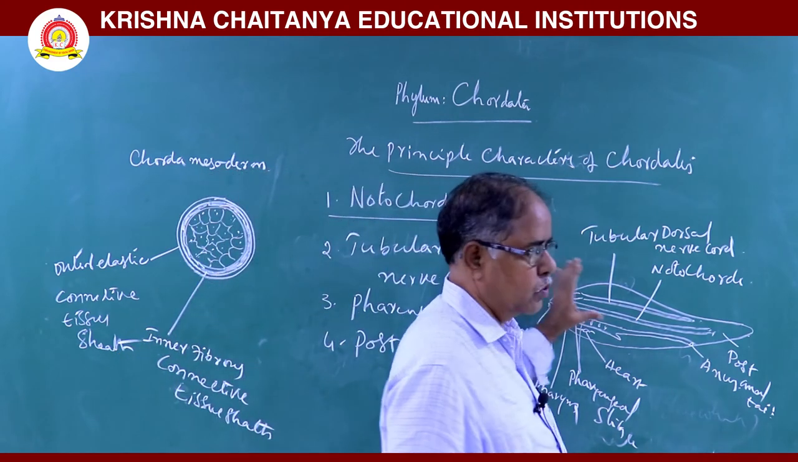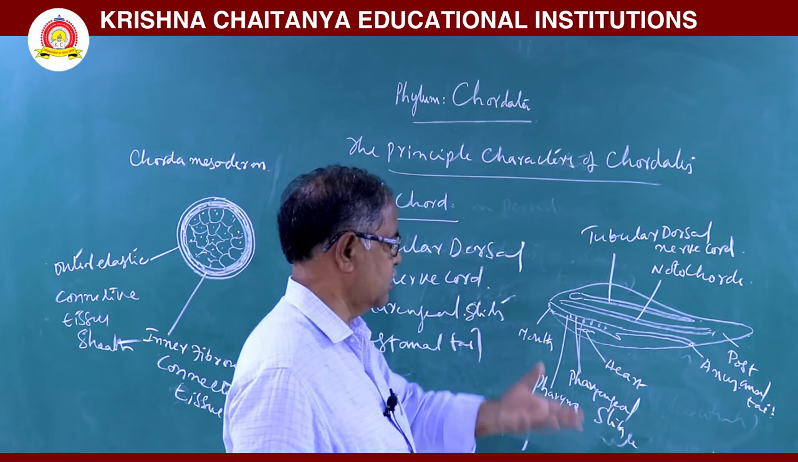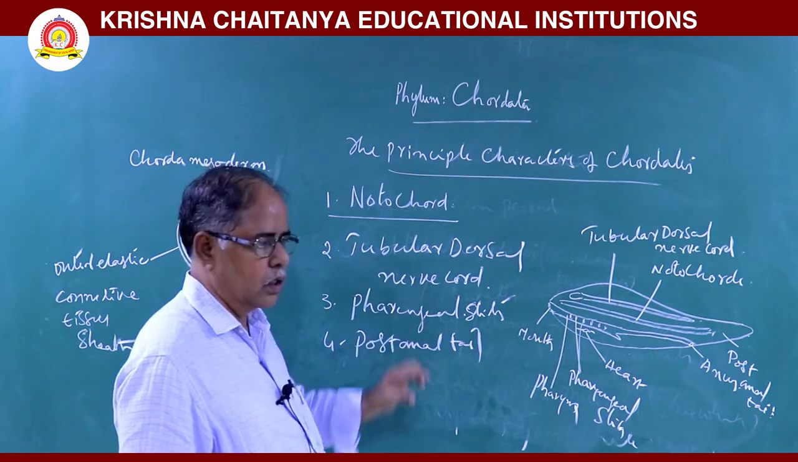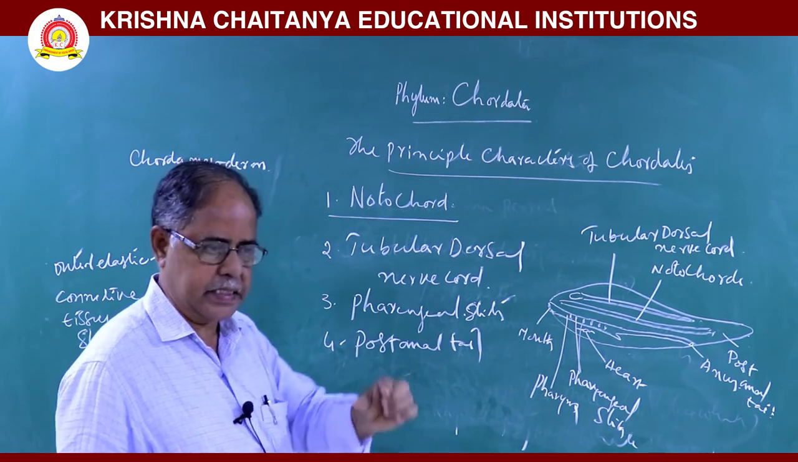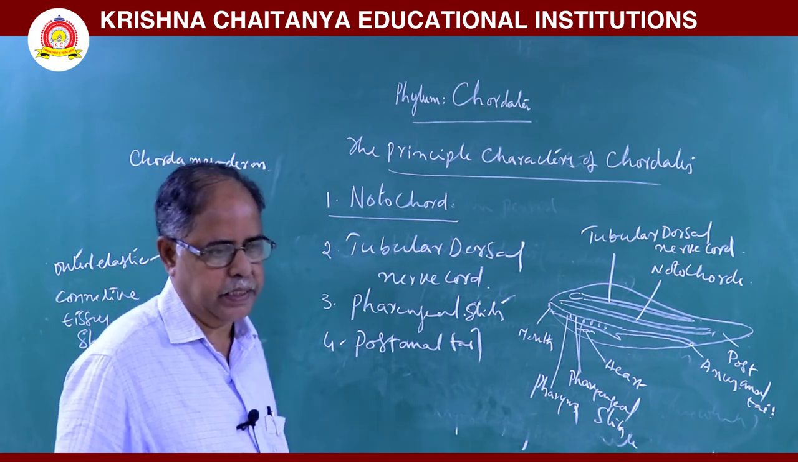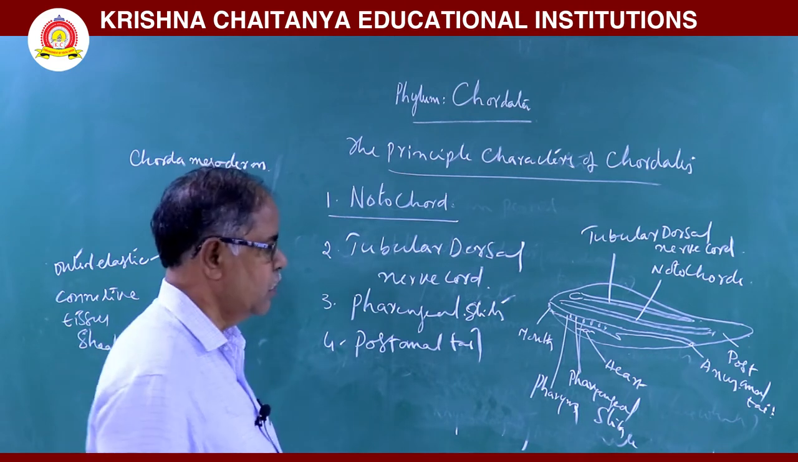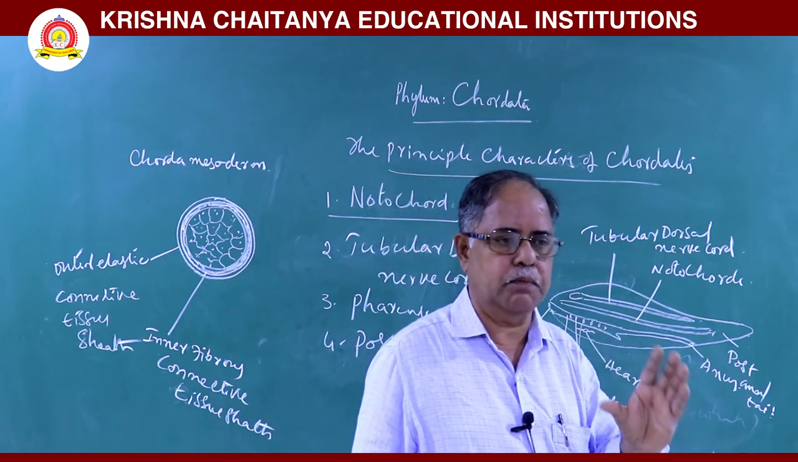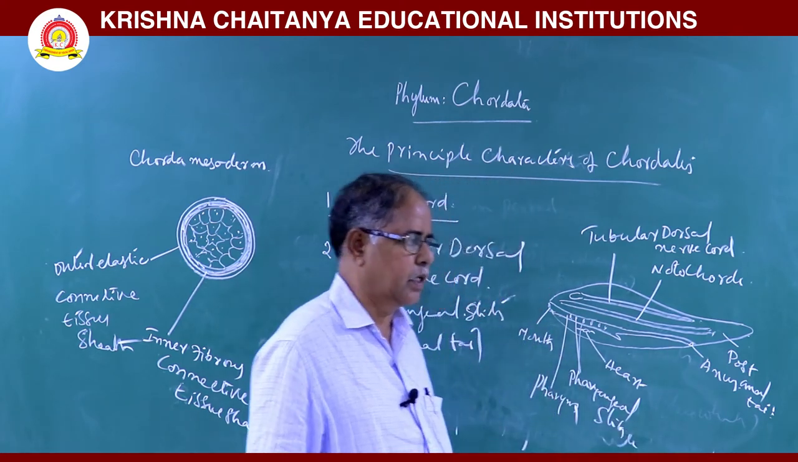This notochord persists throughout life in some animals, for example amphioxus and cyclostome fishes. Next, this notochord is present only in the tail region of the larva in ascidians. During metamorphosis, this notochord will disappear. That type of metamorphosis is called retrogressive metamorphosis.